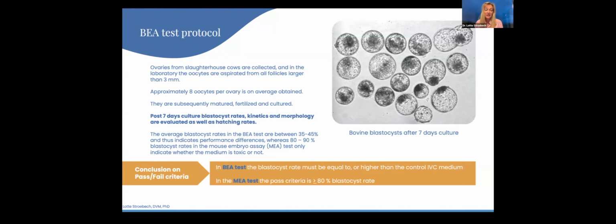So the average blastocyst rate in the BEA test is between 35 to 45%. It thus indicates a performance difference, whereas 80 or 90 or 100% blastocyst rate in the mouse embryo assay will only indicate whether the medium is toxic or not. I'll give you an example later on. So the conclusion on pass or fail criteria is that in the BEA test, the blastocyst rate must be equal to or higher than the control IVC medium. In the MEA test, the pass criterion is equal to or above 80% blastocyst rate.